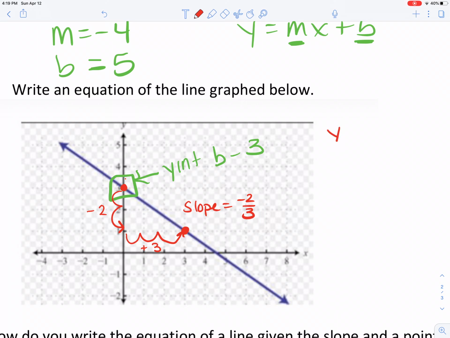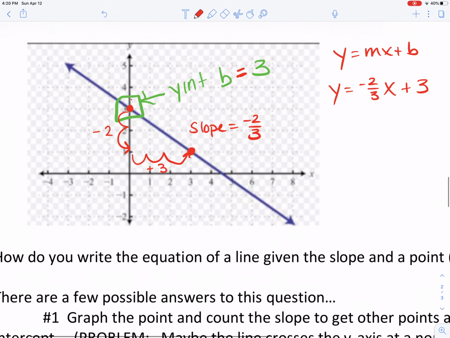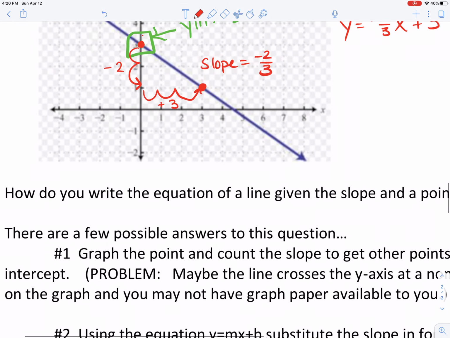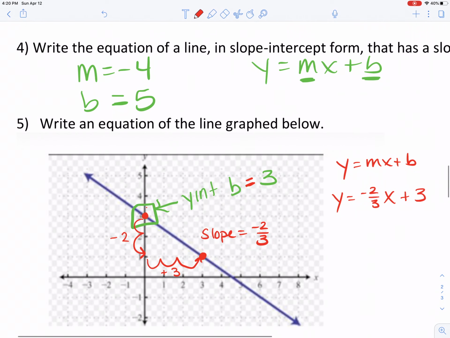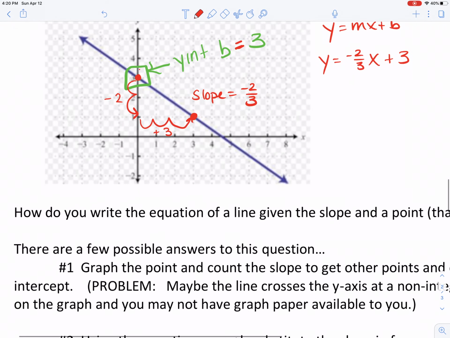So the equation of the line, y equals mx plus b, I'm going to pop in the -2/3 for the m, then put the x, and then, I don't know why this wasn't equals, I'm sorry, plus 3 for the y-intercept. If it was a negative y-intercept, I would put a minus sign in front instead. Okay, so that's when you're given the picture or just flat out given the slope and the y-intercept.